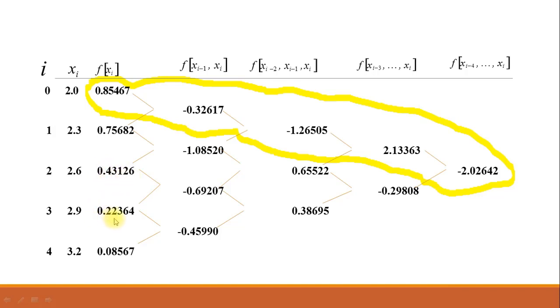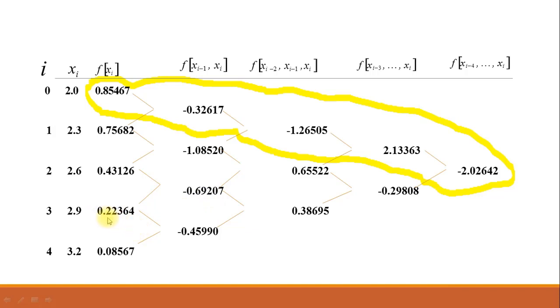Now subtract 0.43126 from 0.22346 and then subtract 2.6 from 2.9 and then divide the difference of these two by the difference of these two, we get minus 0.69207.